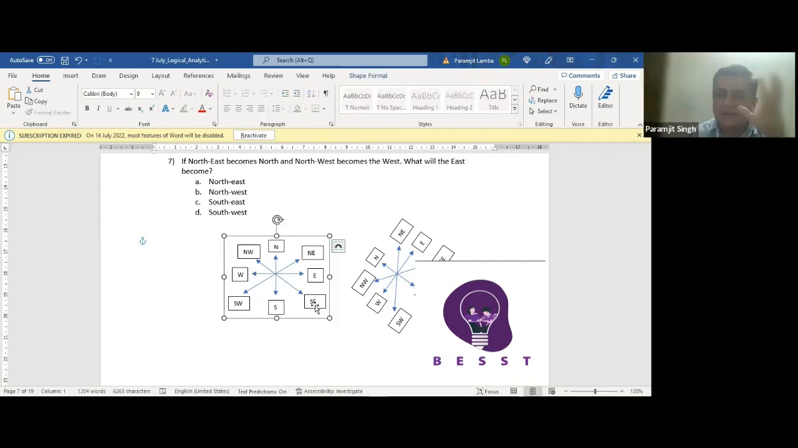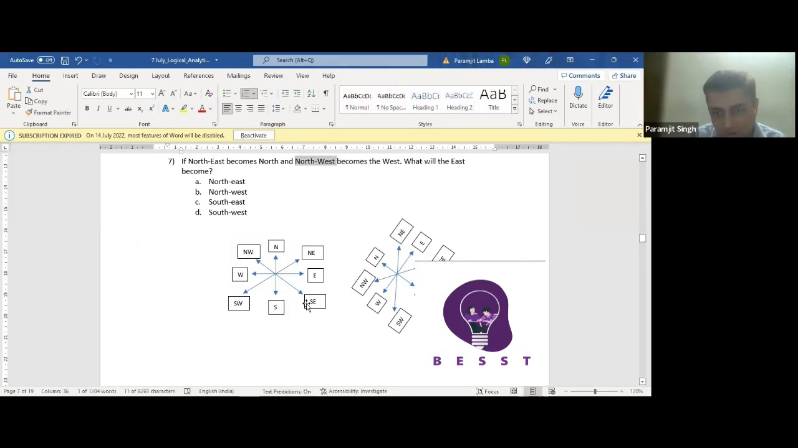Whatever logic appeals to you, use that. You can either take the opposite of northwest, which is southeast, or you can tilt the diagram and make a fresh one like this and then arrive at the answer. Has everyone understood this?